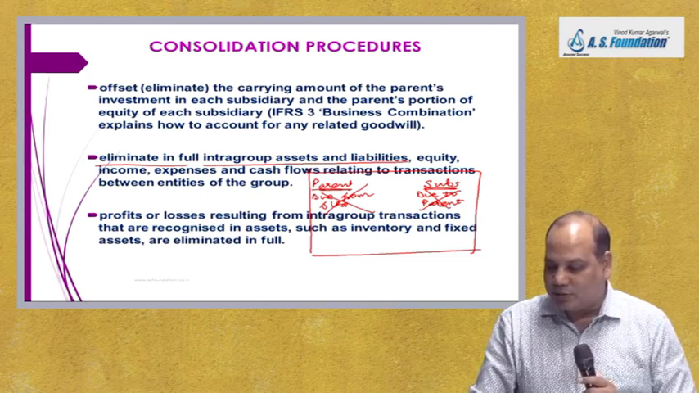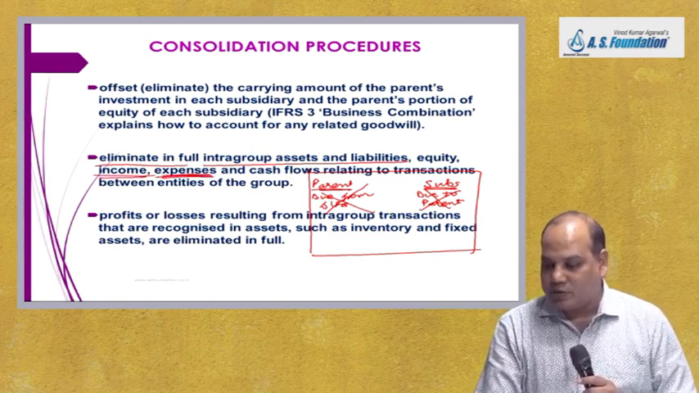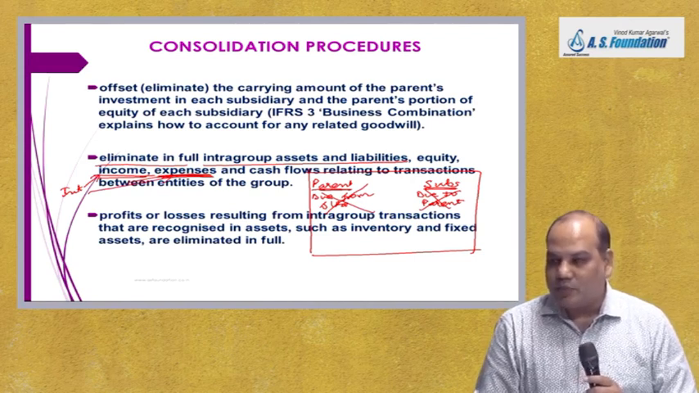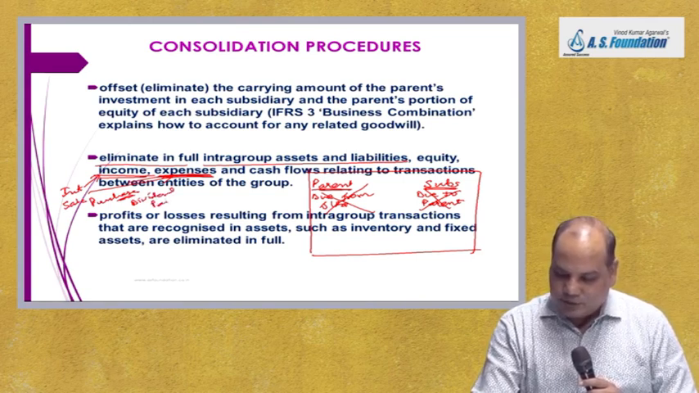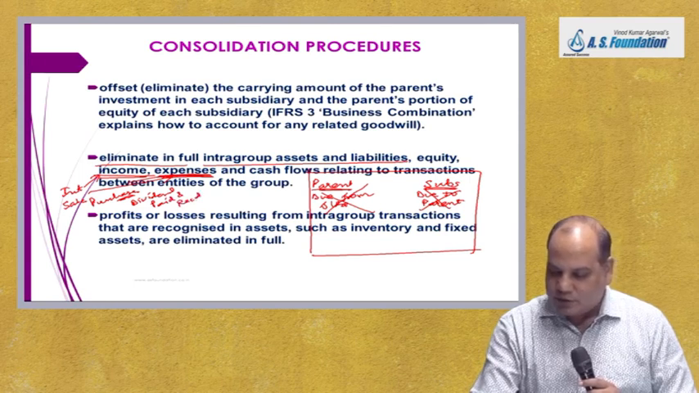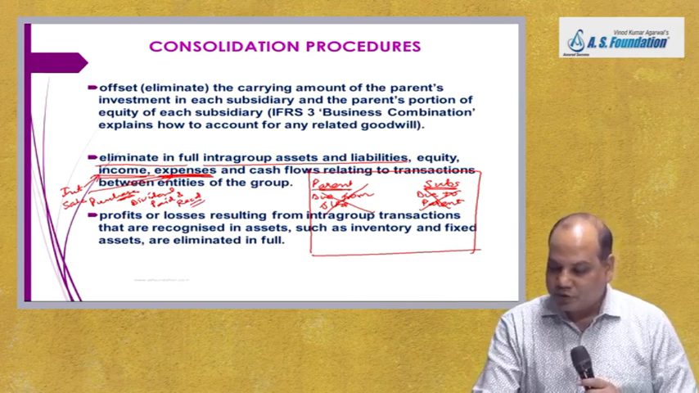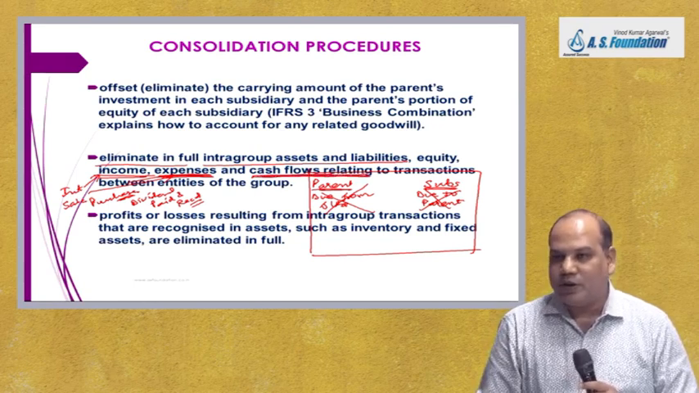Intra-group assets, liabilities, equity, and if I am preparing the statement of profit and loss, income and expense, like interest paid by one group entity to another group entity, will appear as income and expense. Eliminate. Sale and purchase, we will eliminate. Dividend paid and received, I will discuss separately under a separate heading. Similarly, in the cash flow statement, cash flows between group entities will be eliminated.